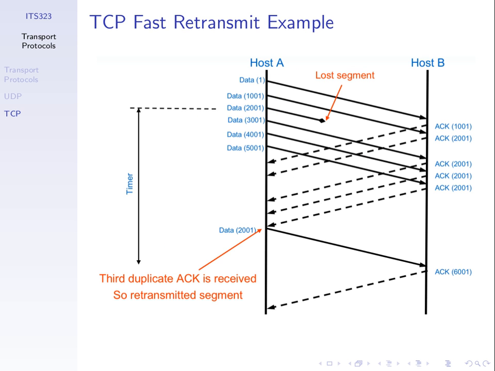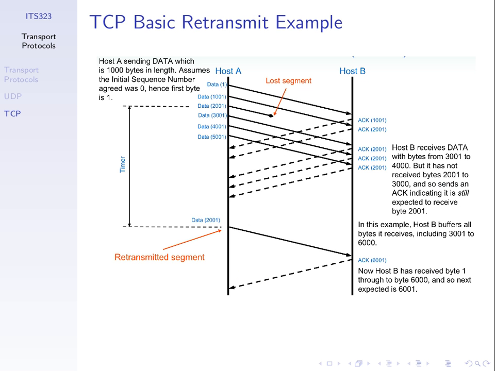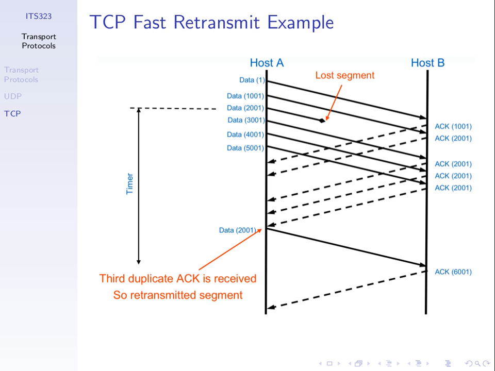Same scenario, we still have a timeout. So if the timer expires, we retransmit, but there's an extra condition. If we receive 3 duplicate ACKs, in other words, 4 ACKs with the same ACK number, then retransmit. So we'd retransmit our data here and then receive the final ACK. The difference is we retransmit earlier in most cases. With basic retransmit, we wait for the timeout to occur. With fast retransmit, we either wait for the timeout, or if we receive 3 duplicate ACKs, we retransmit.